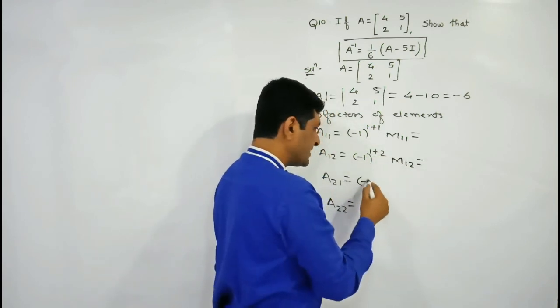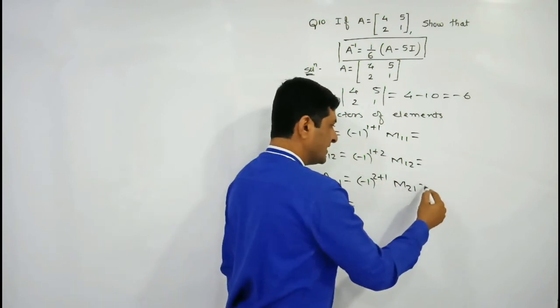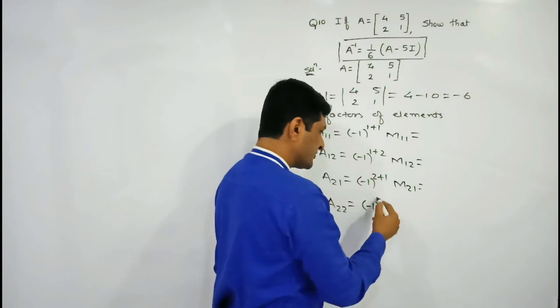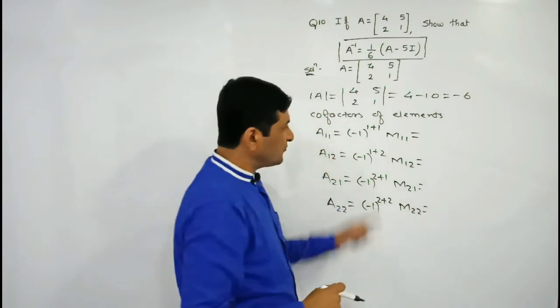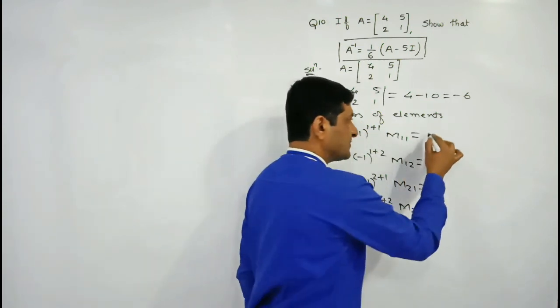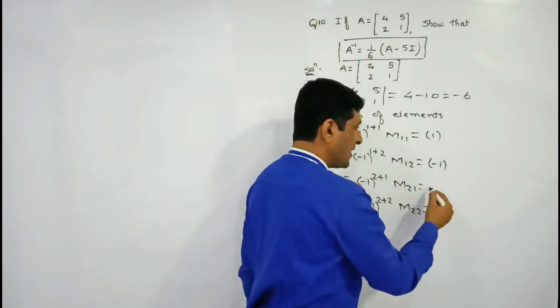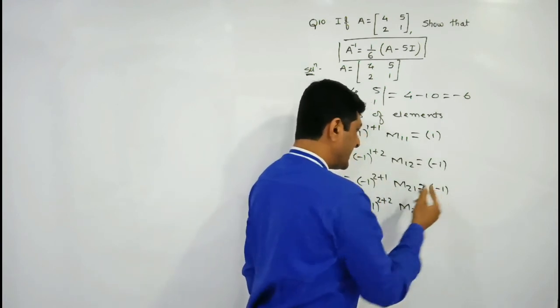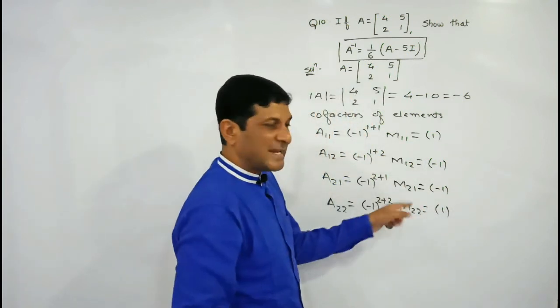In the same way here we will get minus 1 raised to power 1 plus 2 into M12. Here what will we get? Minus 1 raised to power 2 plus 1 into M21. Here what will we get? Minus 1 raised to power 2 plus 2 into M22. Now first find the value of the first term. Here the power of minus 1 is an even number, so its value is plus 1. Here an odd number, so its value is minus 1. Here an odd number, so minus 1. And lastly the power of minus 1 is an even number, so its value is plus 1. Now minor means what?